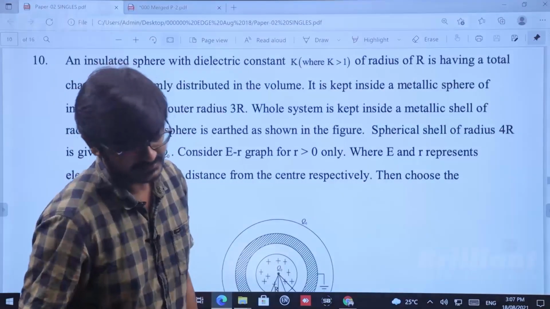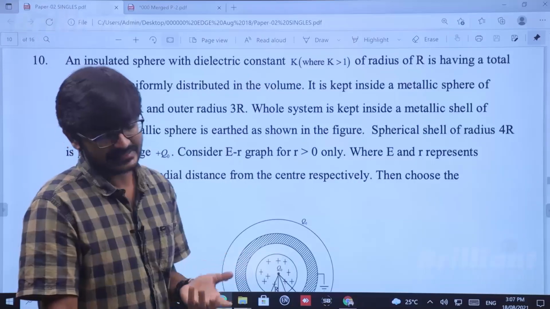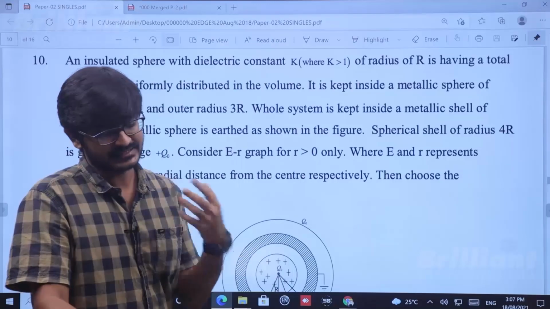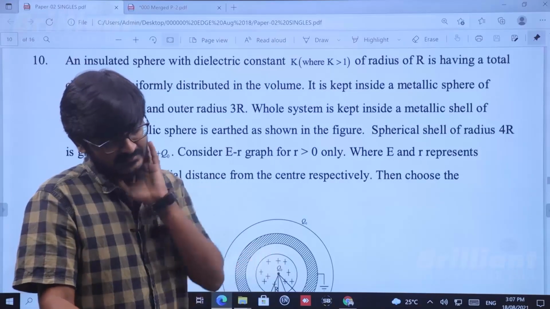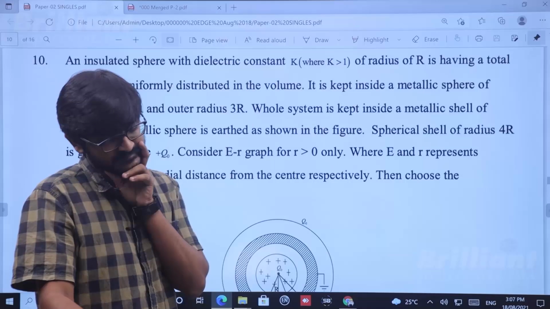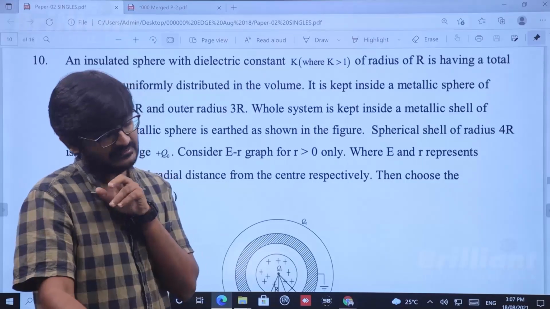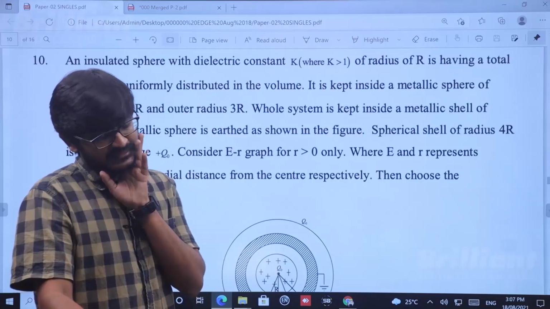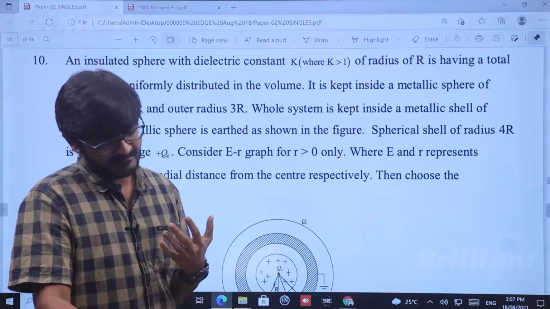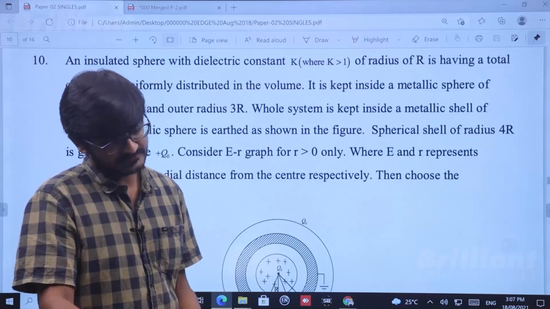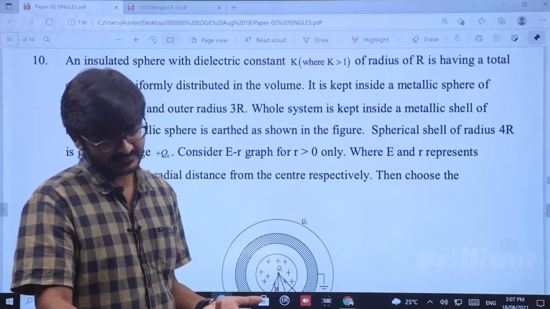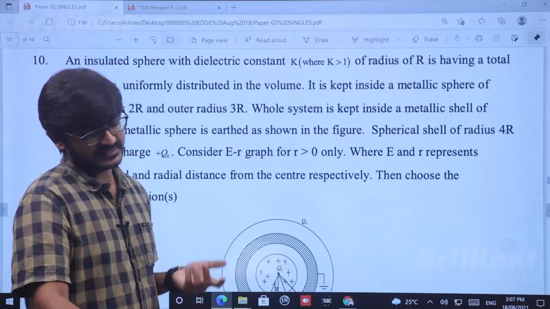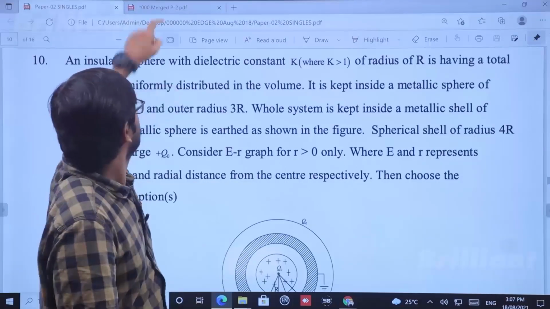The question says, an insulated sphere with a dielectric constant K, where K is greater than 1, of radius R, is having a total charge plus Q naught uniformly distributed in the volume. It is kept inside a metallic sphere of inner radius 2R and outer radius 3R. Whole system is kept inside a metallic shell of radius 4R. The metallic sphere is earthed as shown in the figure. Spherical shell of radius 4R is given a charge Q naught. Consider electric field versus R graph for R greater than 0 only, where E and R represent electric field and radial distance from the center. Then choose the correct options, right.